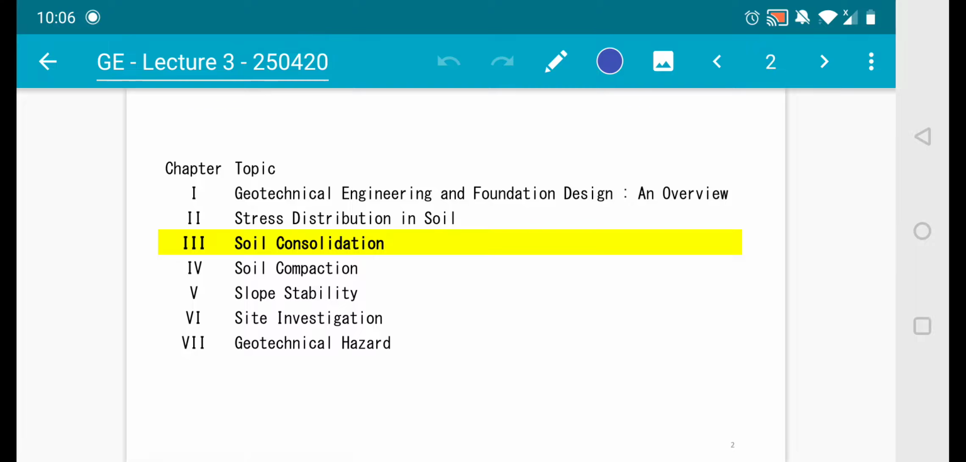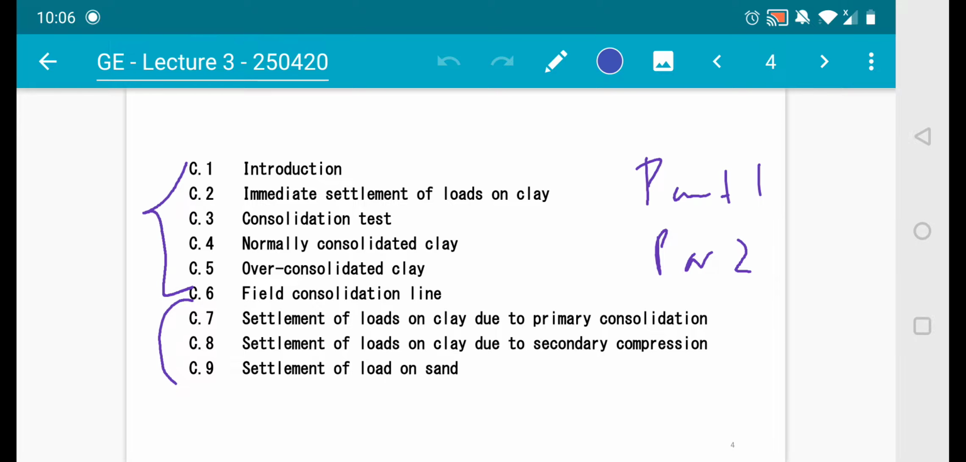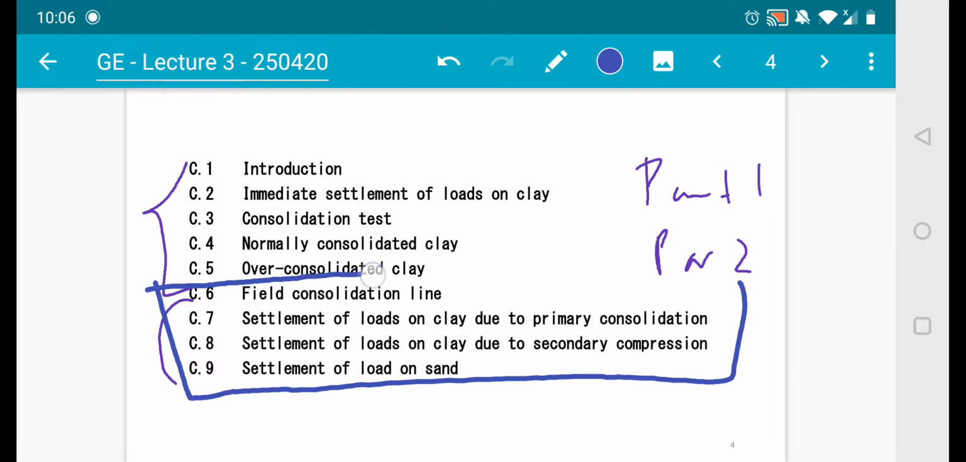Welcome to Geotechnical Engineering. We're going to continue with part number 2 on soil consolidation. This is chapter 3, and we're going to continue with part number 2, which is from C6 to C9. Now, this is more interesting things that we are going to talk about on soil consolidation.